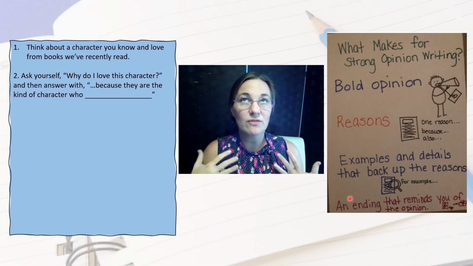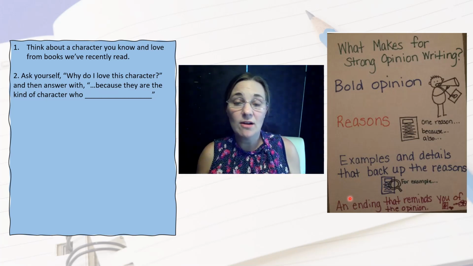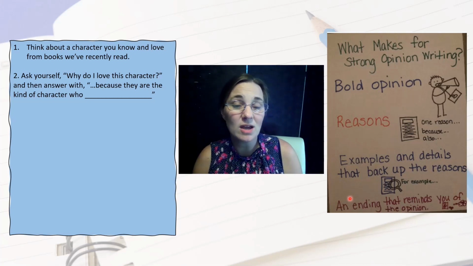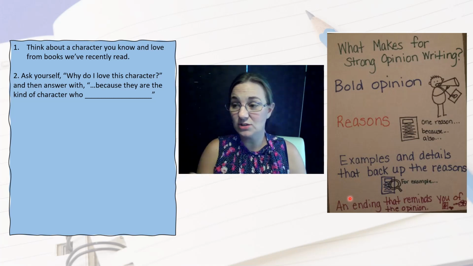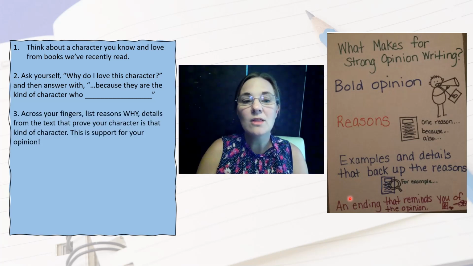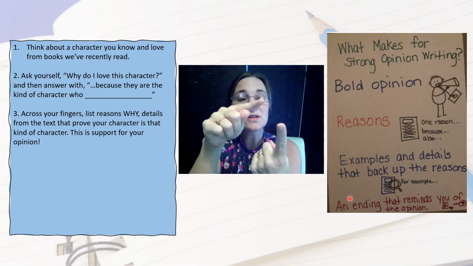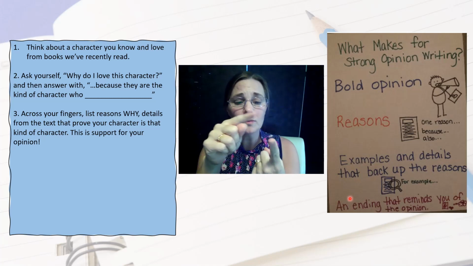Then you're going to ask yourself, why do I love this character? And answer with, because they are a character who, just like we did in Module A when we were thinking about characters. So now we're going to do it for writing. I love this character because it's a character who, blank. Then you're going to, across your fingers, list reasons why. So using details that prove your character is that kind of character.